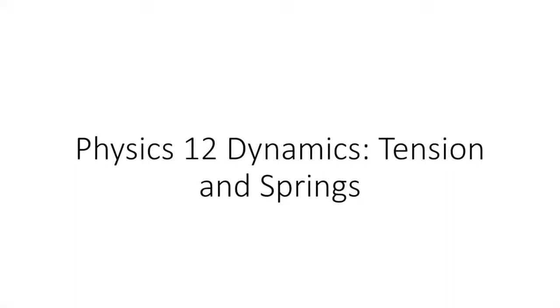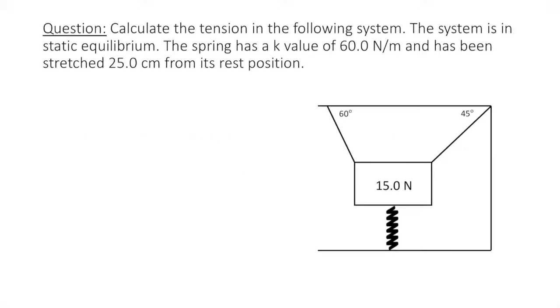I'll be explaining today how to solve dynamic problems that involve tension and springs. For this question, you are asked to calculate the tension of a system in static equilibrium. The question tells you that the spring has a K value of 60 newtons per meter and has been stretched 25 centimeters from its rest position.